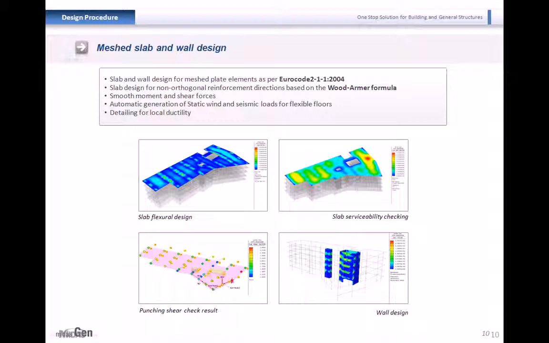I will introduce the mesh slab and wall design as well. This mesh slab and wall design is used for the plate element. When you perform the slab design, we use the Wood-Armer formula, which is widely used for the slab design. And we can consider the smooth moment, so slab flexure design, serviceability checking, punching shear checking, and wall design can be performed.